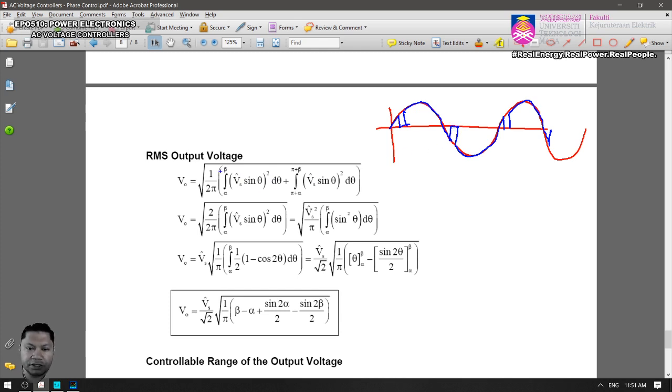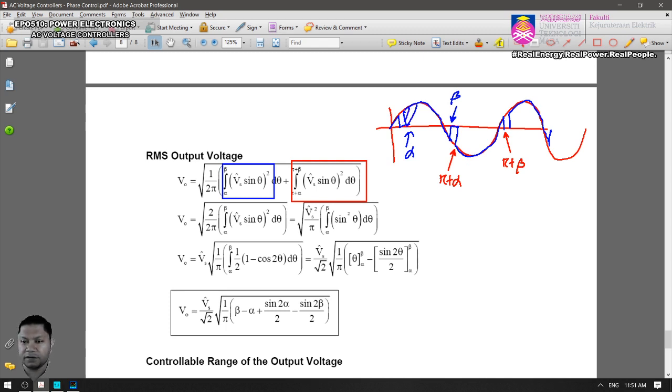Okay, so what you need to do is, this is the root mean square, so 1 over 2 pi. Now, you're going to integrate from alpha to beta, from this point to this point. Next, the second integral is from pi plus alpha until pi plus beta. The first integral covers this area, and the other integral covers that area. So this is one period.